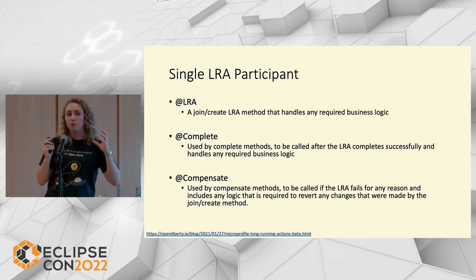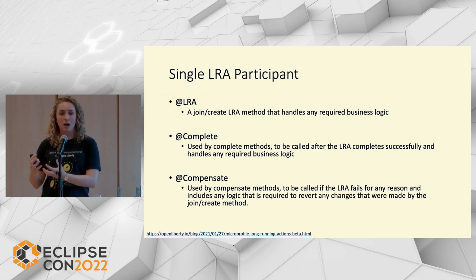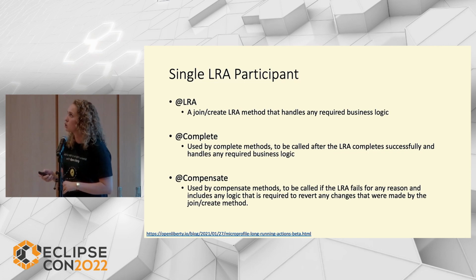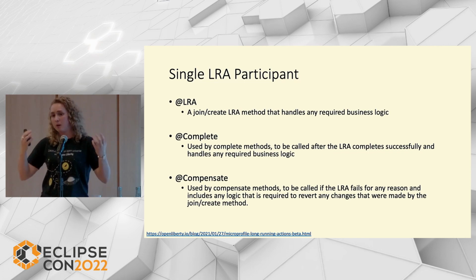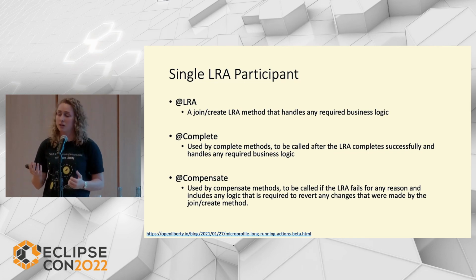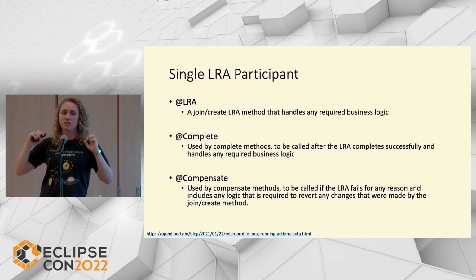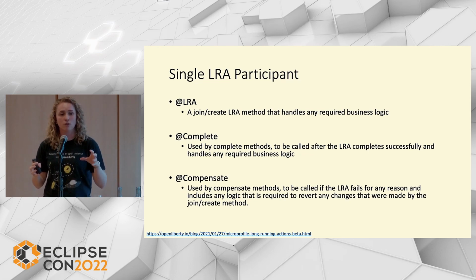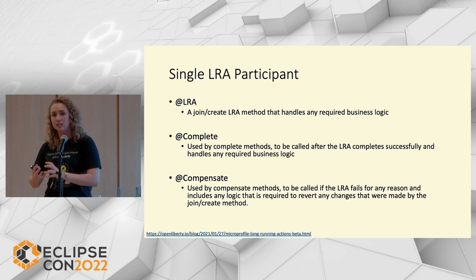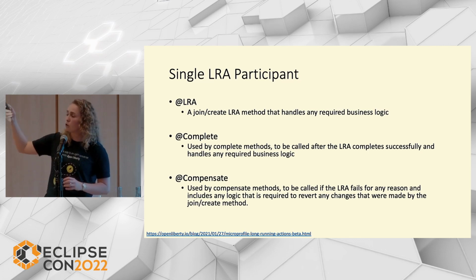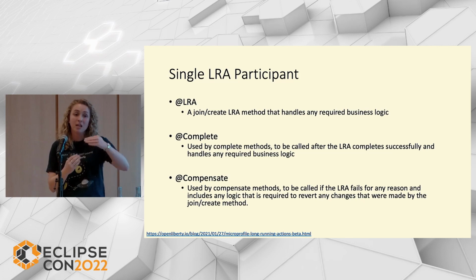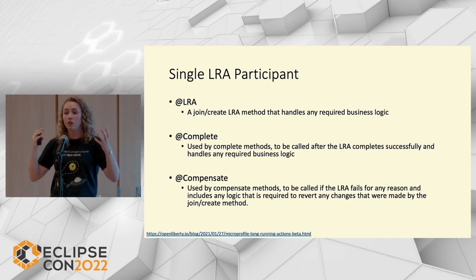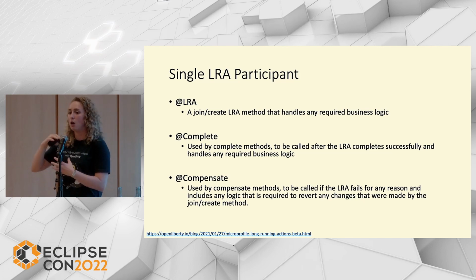When it comes to creating participants and making sure participants are aware that they're involved in the LRA transaction, we need to use annotations, as is often the case in MicroProfile specs. So for this, we'll need at least these three basic annotations. You've got @LRA. This essentially just tells that particular microservice to either join or create an LRA transaction. We've got the @Complete, and under this you'll have any business logic that you want to happen if that transaction is successful, anything that you want to happen as a result of that being successful.